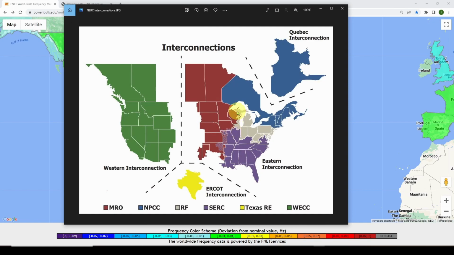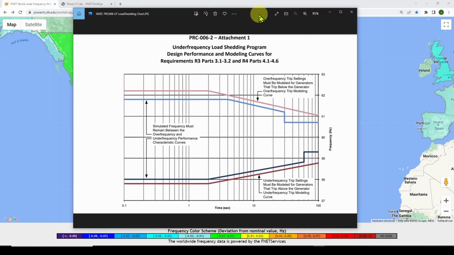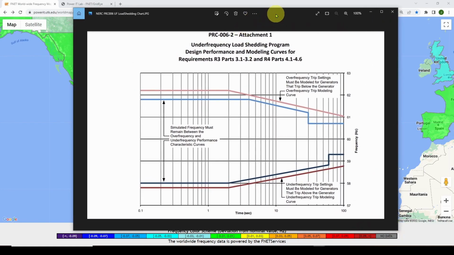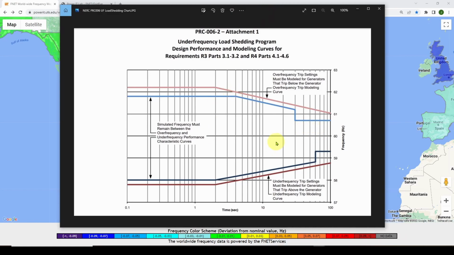And you can see that they've shown that the different, what they call interconnections, are separated into 1, 2, 3, 4. The Western interconnection, as we showed, Western US, the ERCOT, which is Texas, the Eastern connection, which is what we showed before, and then the Quebec interconnection. And as an example, they have requirements that say, like is shown in this graph.